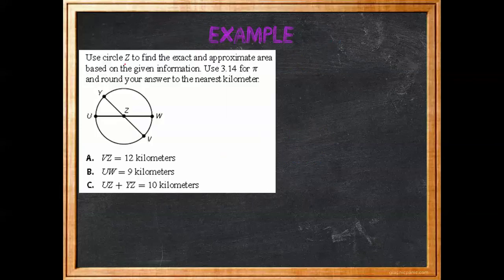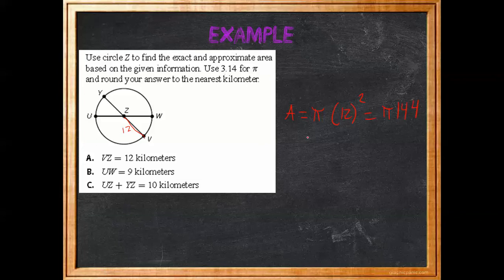Here it says, use circle Z to find the exact and approximate area based on the given information. Use 3.14 for pi and round your answer to the nearest kilometer. If VZ, right here, is 12 kilometers, then we want to find the area. VZ is a radius, so we have pi 12 squared. Remember, we want to take the squared part first. So we have to take 12 times 12, which is 144.